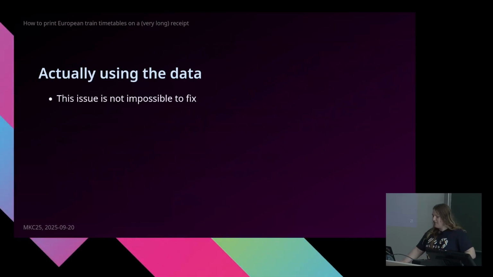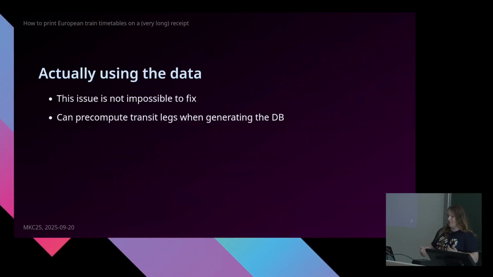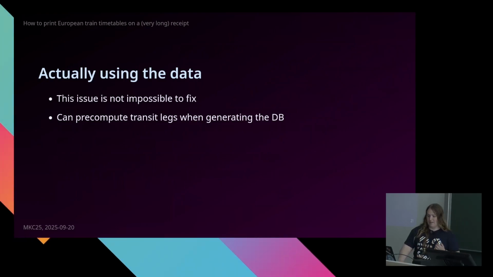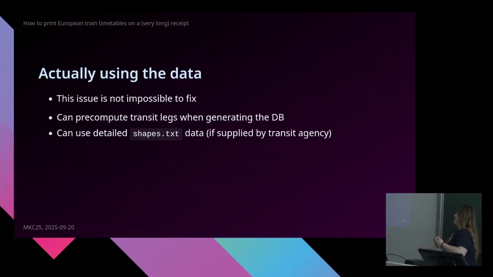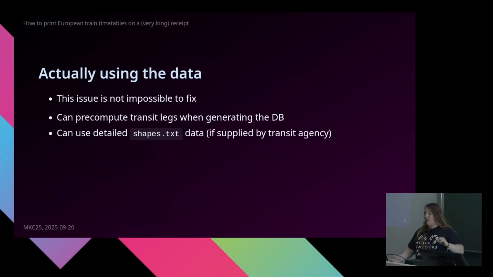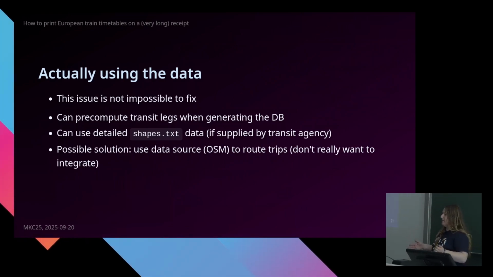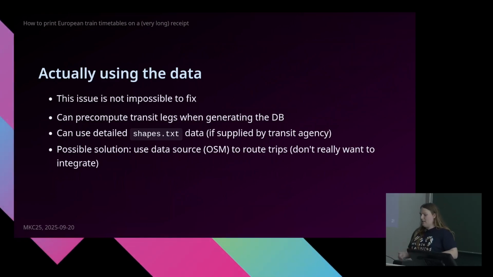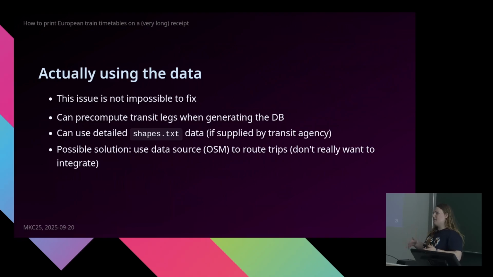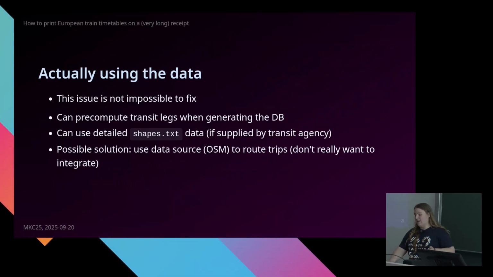That's not impossible to fix. We could compute transit legs at the database generation step. We can also use shapes data, which can be provided by the feed, sometimes, not always, almost never supplied actually. We can also use OpenStreetMap data, which has actual paths and descriptions of where the physical possible lines are, but this would require integrating something else, and I really didn't want to make it more complex than it had to be.